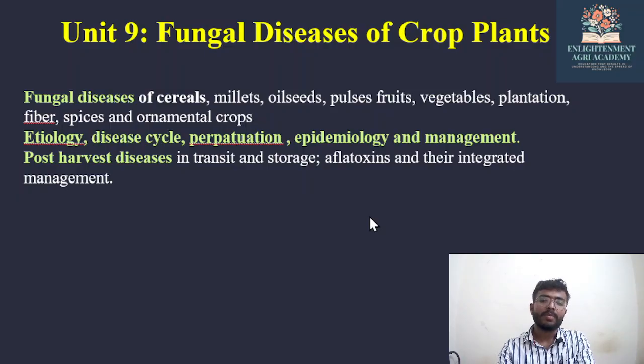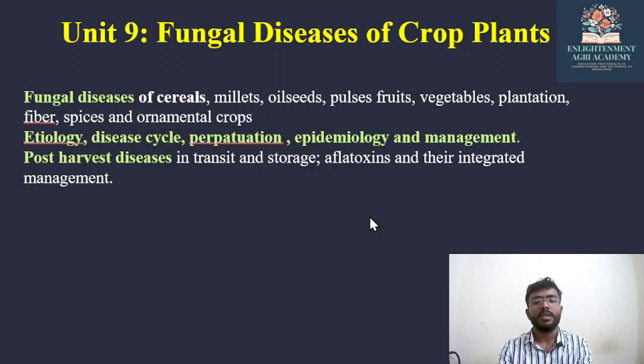Then post-harvest diseases in transit and storage. What is meant by aflatoxin? Aflatoxin is produced by Aspergillus present on the groundnut. So these are the impacts on foods of humans and also for animals.